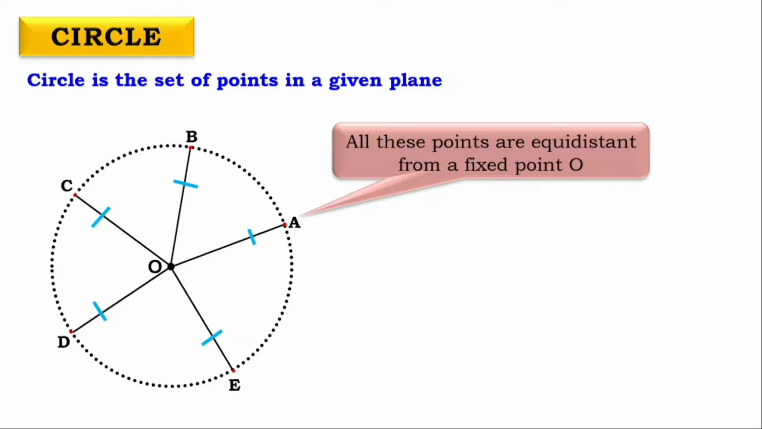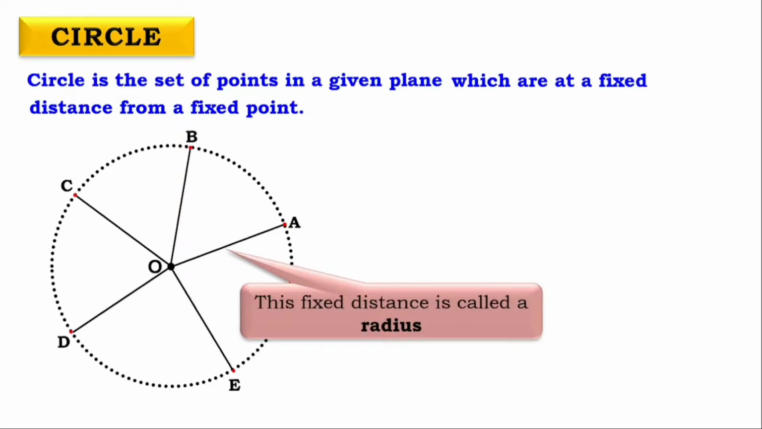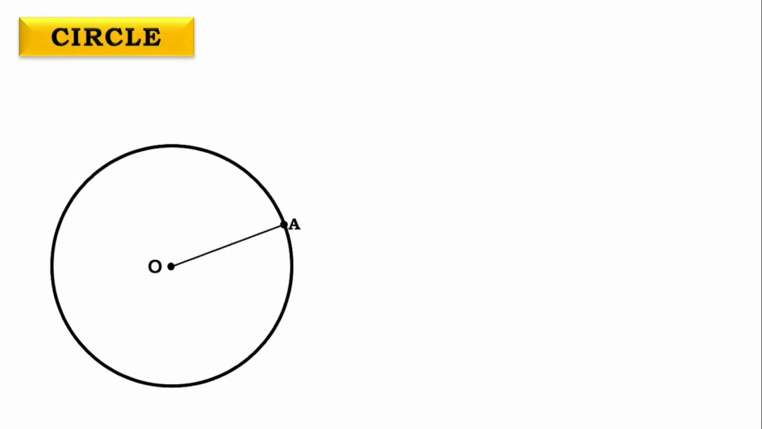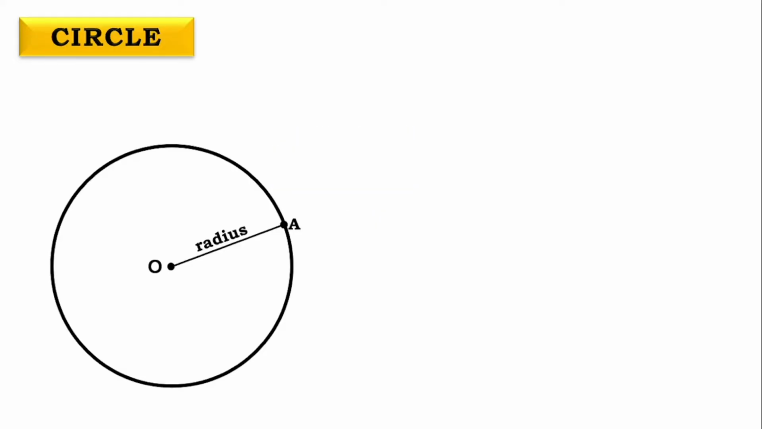Understood? These are points at a fixed distance from a fixed point. So all these points A, B, C, D and E are at a fixed distance from a fixed point. This fixed distance is called a radius. So this distance OA, OB, OC, OD and OE is called a radius. See, this OA is a radius.